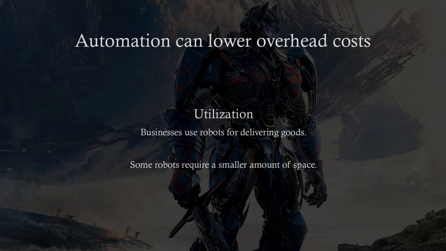From another perspective, automation can also lower the overhead cost of the business by utilization. For example, some businesses use robots for delivering goods, like restaurants. They can have fewer employees and use the robots, so this is basically gonna reduce their cost. Another point is that some robots require a smaller amount of space. So again, instead of having an employee with a bigger amount of space, they can move maybe to a smaller warehouse and do the same thing but with cheaper costs.